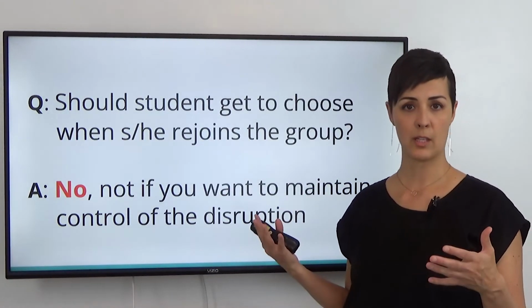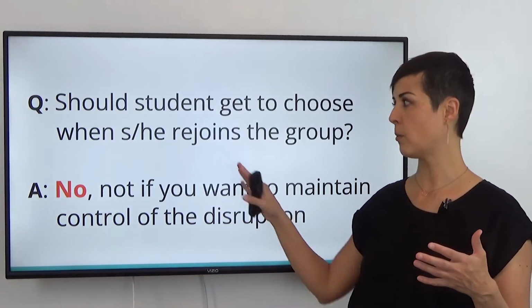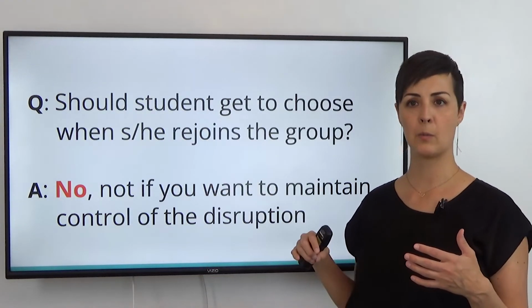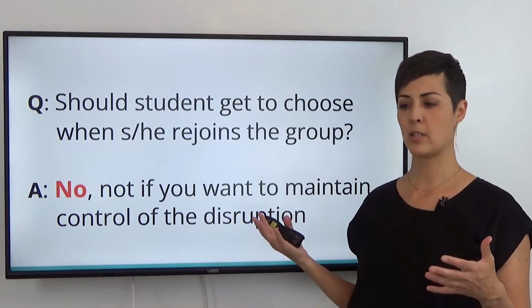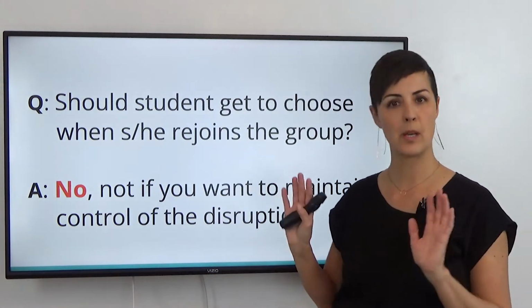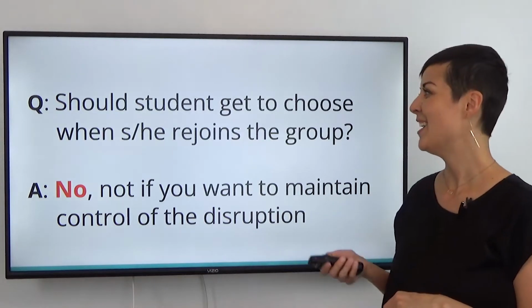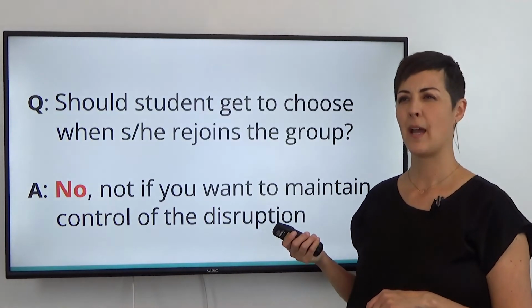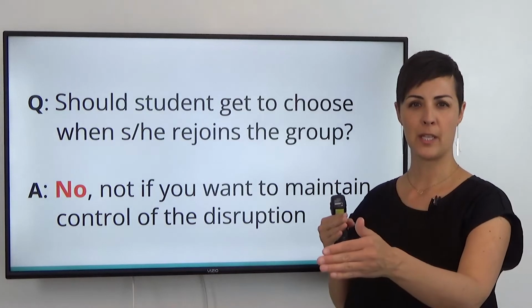You as the teacher are the authority figure in the classroom, and we would no more let the kid decide when to come back than we would let a prisoner tell the judge after 2 weeks, okay, I think I'm good, I think I'm done. I know it was a life sentence, but I'm good. So typically, no, the student would not choose when they got to rejoin the group.